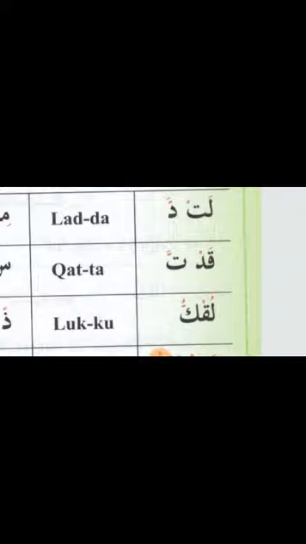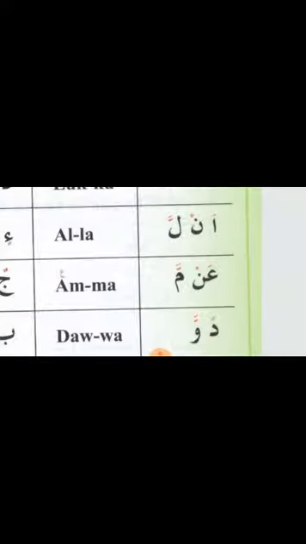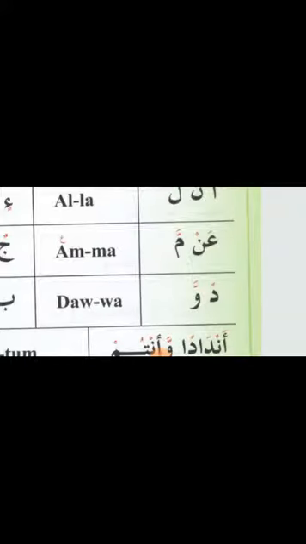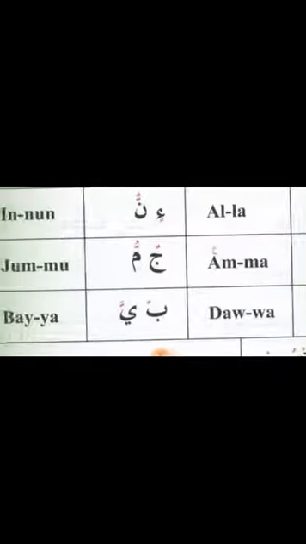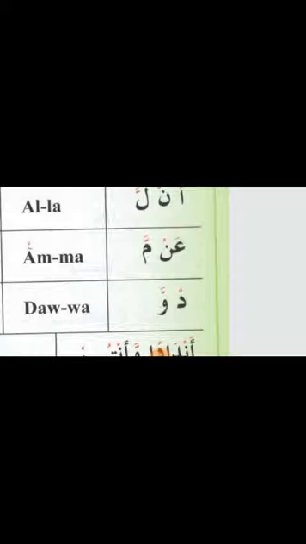Yes. Kota. Yes. Laku. No, Luku. Yes. Allah. Yes. Amma. Yes. Dawa. Correct. Why does it have a tanween on top of the dal? Tanween means "dun", but after tanween we have shadda, so we will not pronounce "dun", we will pronounce "daw". It will become daw, because when we merge waw sakin with dal, it will become daw. Dawa.